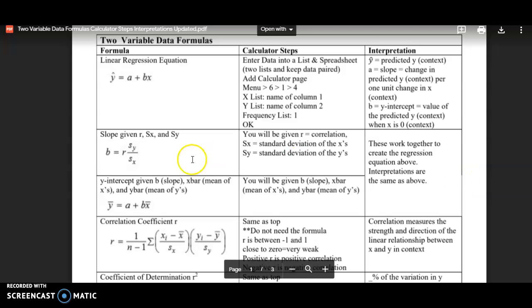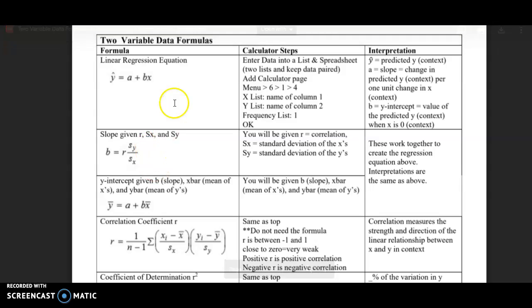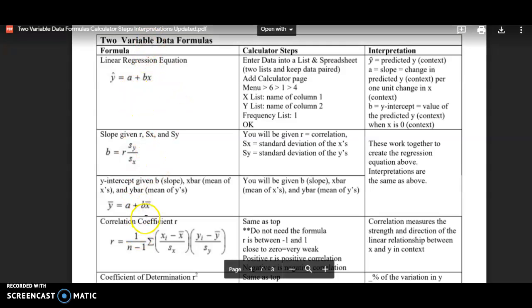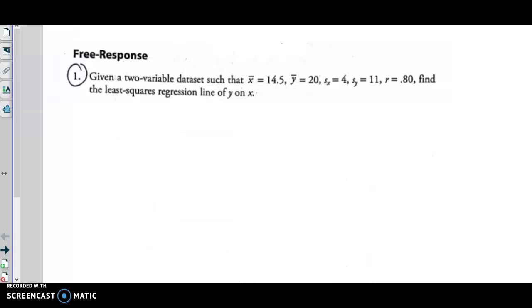So here's that formula sheet I was talking about. If you notice, as formulas down the left column, most of them are supplied on the AP exam. So for example, these first 4 right here are on the AP exam. What's not on the AP exam are the calculator steps in the middle column, and then here the interpretation in the last column. So let's see how these formulas work in these FRQs.